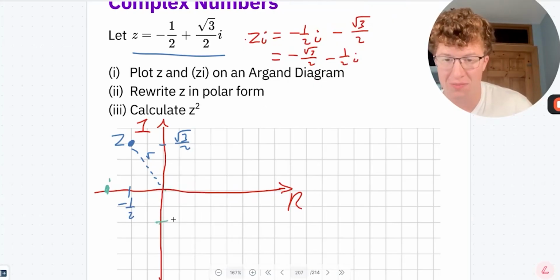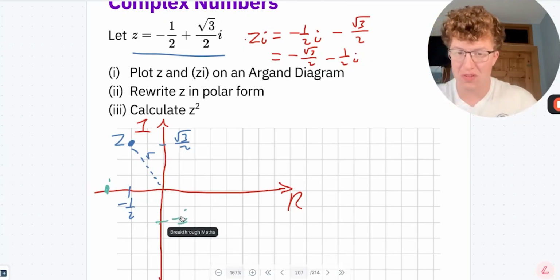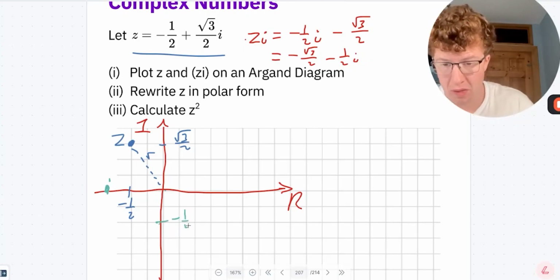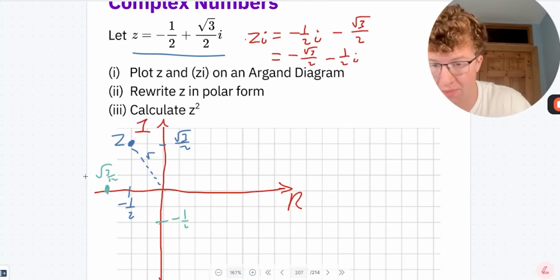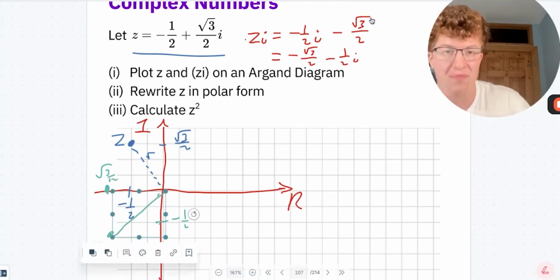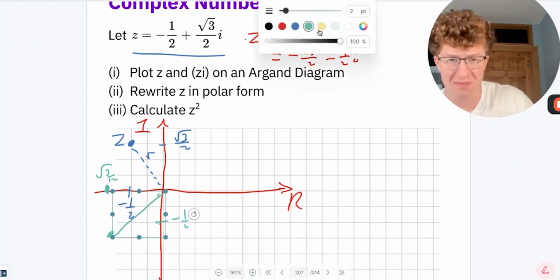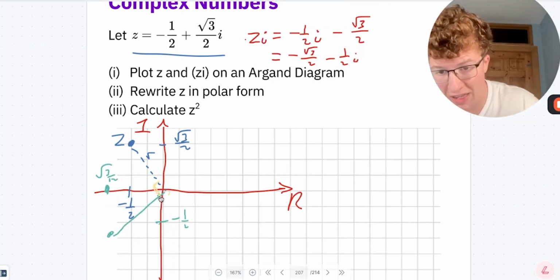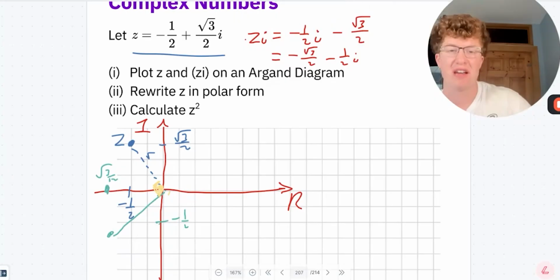So it's going to look something like this. Minus 1 over 2 here, and then like root 3 over 2 here. Roughly. So it's going to look something like this. The key here is that this is a 90-degree angle here. In between them, it's a right angle.